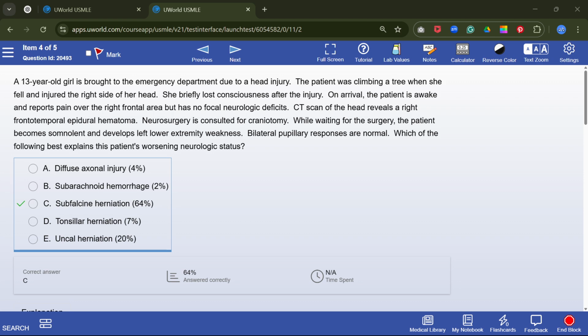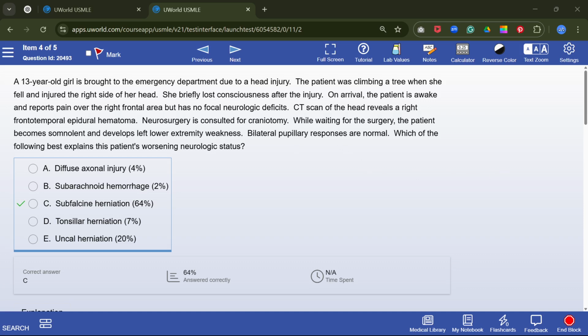CT scan shows a right frontotemporal epidural hematoma. We know that an epidural hematoma is lens shaped, not crossing the suture line, and caused by rupture of the middle meningeal artery. Neurosurgery is consulted for craniotomy for evacuation of the blood.